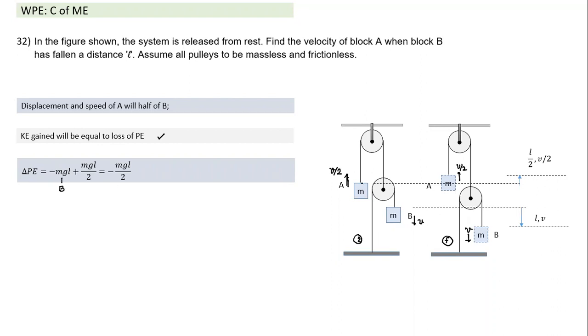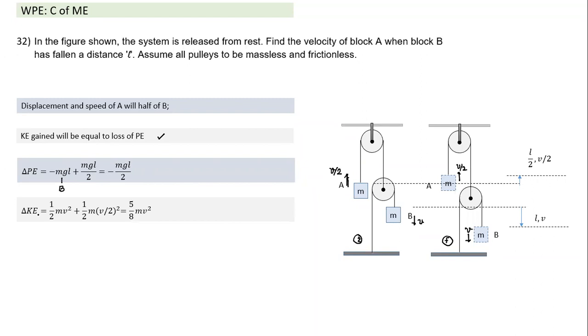And for A, it has moved by distance L by 2. So there's a plus. So what is the net change in potential energy? The negative sign indicates there's a loss of potential energy. How much is that? MgL by 2. So I hope this part is clear. That's the change in potential energy, which is equal to the loss.